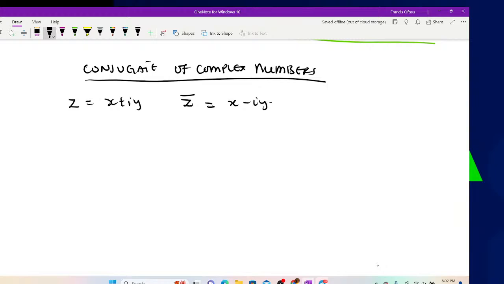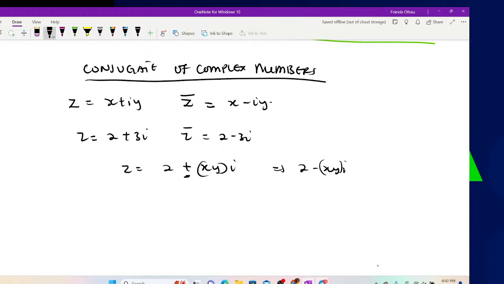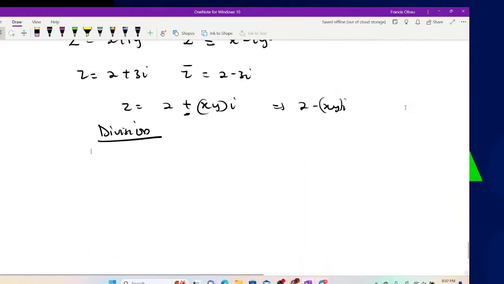So if, for example, you have z equal to 2 plus 3i, the conjugate z bar is simply 2 minus 3i. If I have an expression, let's say z is equal to 2 plus xyi, the conjugate, don't worry yourself, just change the sign of the imaginary part and you are going to get 2 minus xyi, and this is simply the conjugate of a complex number. From here, let's find division of complex numbers so you understand. We reserved it when we were dealing with the arithmetic.